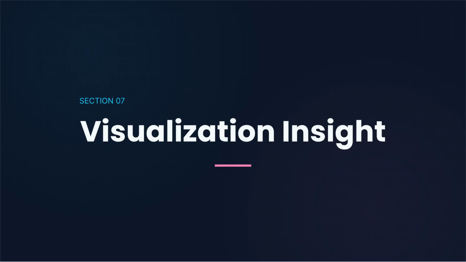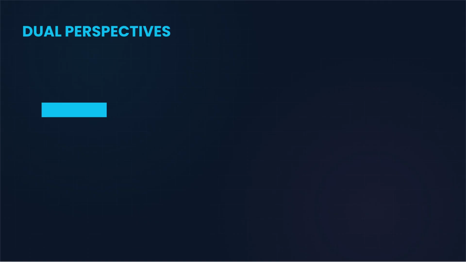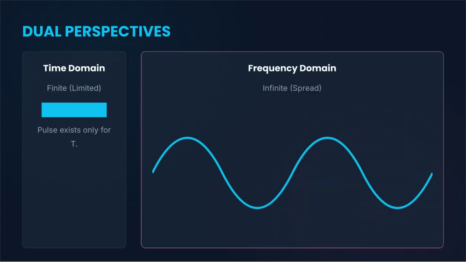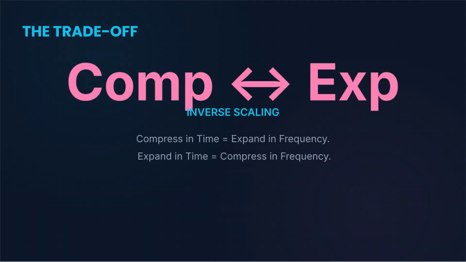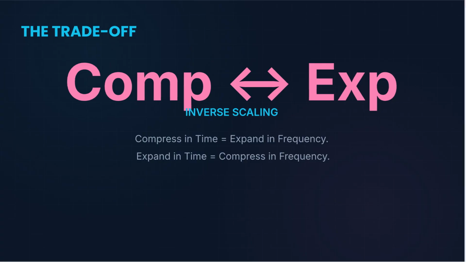Now in section 07, we focus on visualization insight to better understand the time-frequency relationship. From dual perspectives, a finite pulse in the time domain, which exists only for duration t, becomes an infinite, spread-out sinc function in the frequency domain, extending to infinity. This illustrates the inverse scaling trade-off. Compressing a signal in time means expanding it in frequency, and expanding it in time means compressing it in frequency.